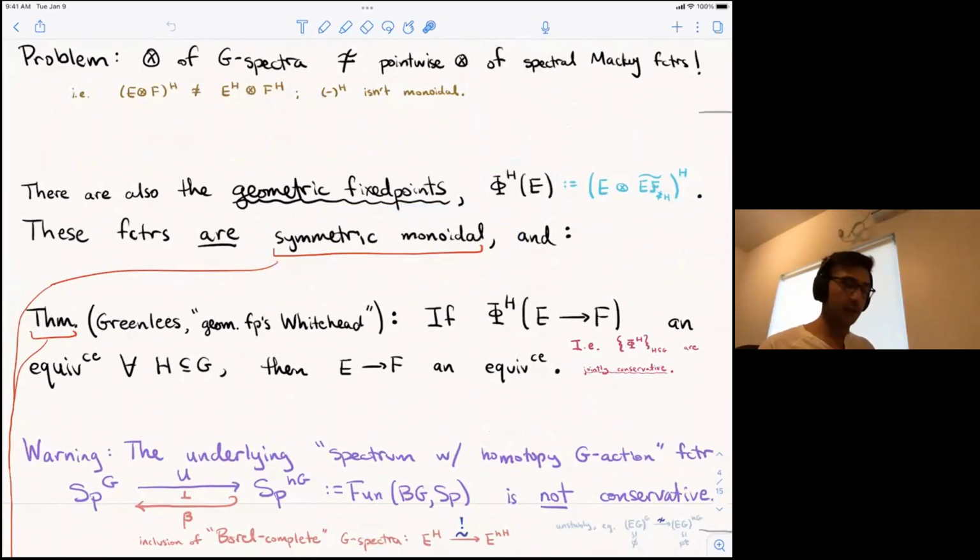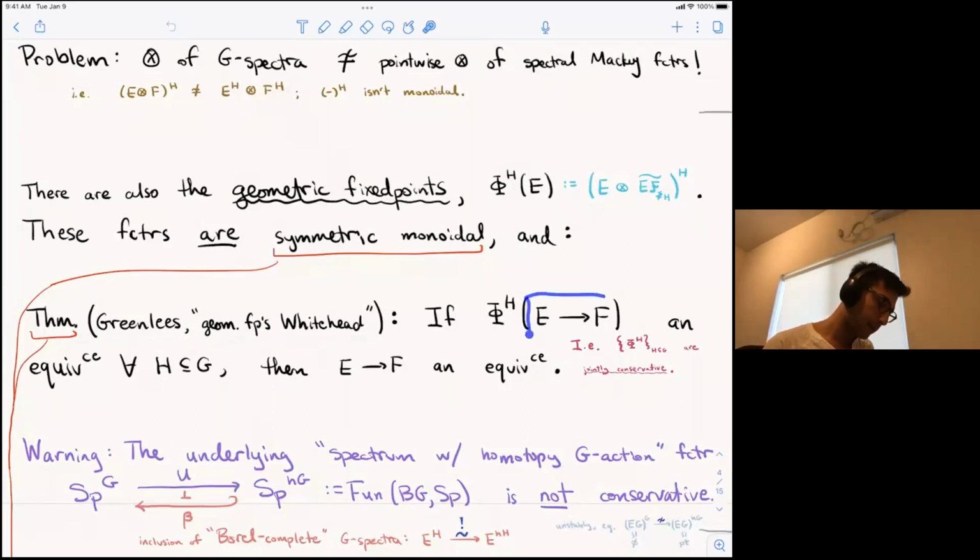And moreover, these functors also collectively see everything there is to see about genuine G spectra. So this is a theorem due to Greenlees. It's called the geometric fixed points Whitehead theorem. So the Whitehead theorem says that for maps of CW complexes, if it's an isomorphism on homotopy groups, it's a homotopy equivalence. And this is a similar flavor of theorem.